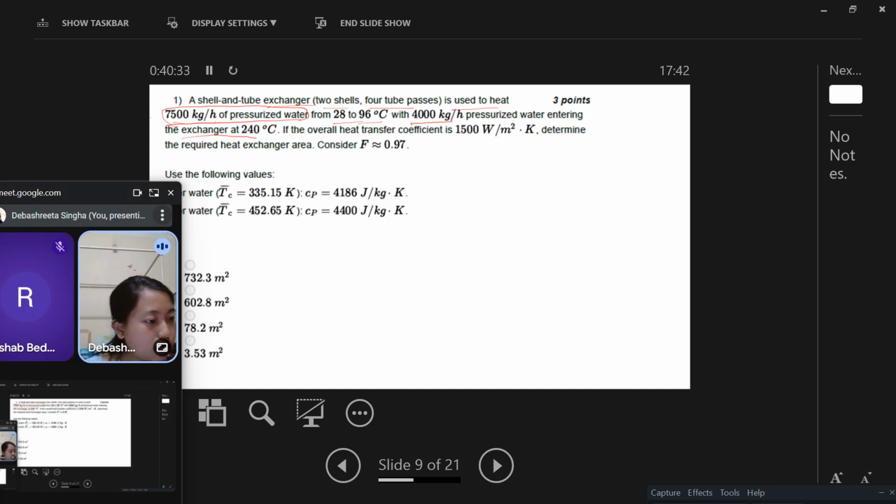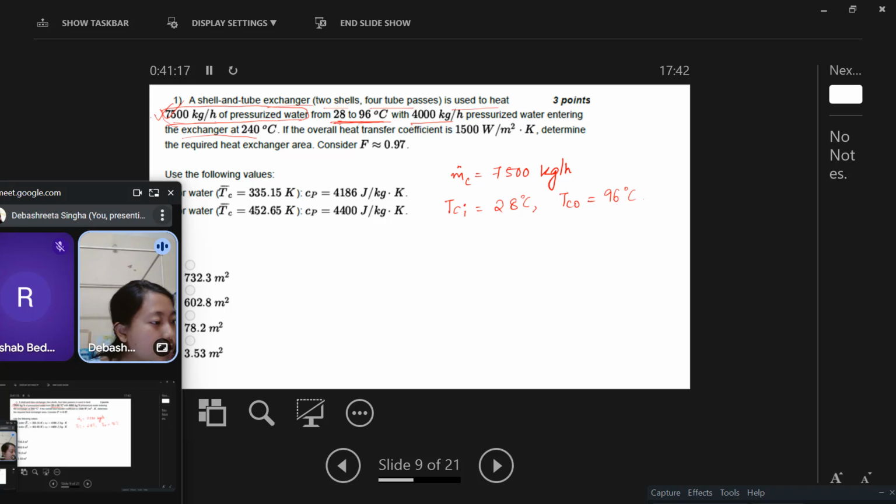Since it is kg per hour, it is the mass flow rate. Okay, mass flow rate of the cold fluid is 7500 kg per hour from 28 to 96. So by seeing the temperature also you can guess, since it has gone from a smaller to a higher temperature, it is getting heated up, so it is a cold fluid. So the inlet of this cold fluid is 28 degrees Celsius, outlet is 96 degrees Celsius.